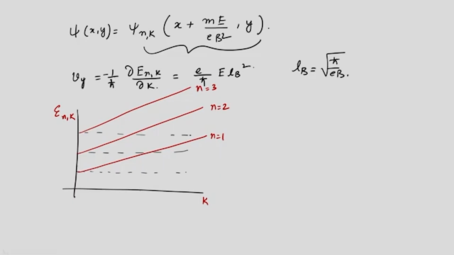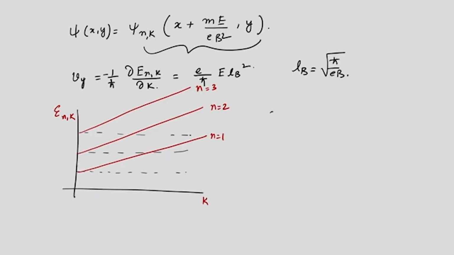So it doesn't have too much of a change or any really qualitative change, but this dispersion is important in the presence of the field. And of course, if you put V_y, as I said, L_B equals E into the electric field, ħ, and then ħ by eB. So this is equal to E by B.